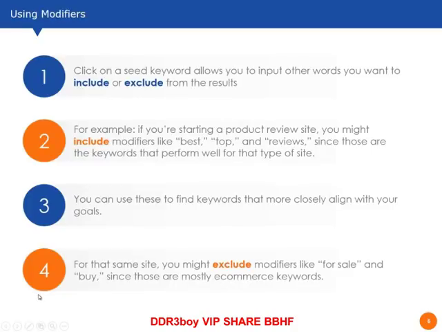Now, of course, when you're using modifiers, you want to click on a seed keyword and use that include or exclude results like I mentioned. If you're doing a product review site, you might include modifiers like best, top, and reviews. Third, you can use these to find keywords that most likely will align with your goals. And for that same site, you might exclude modifiers like for sale, buy, since those are most likely e-commerce keywords.